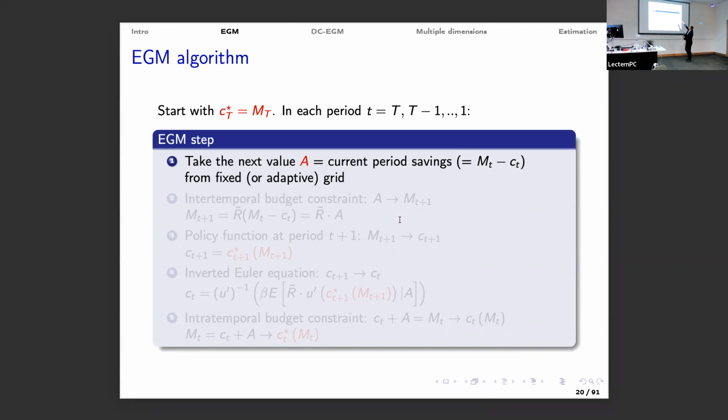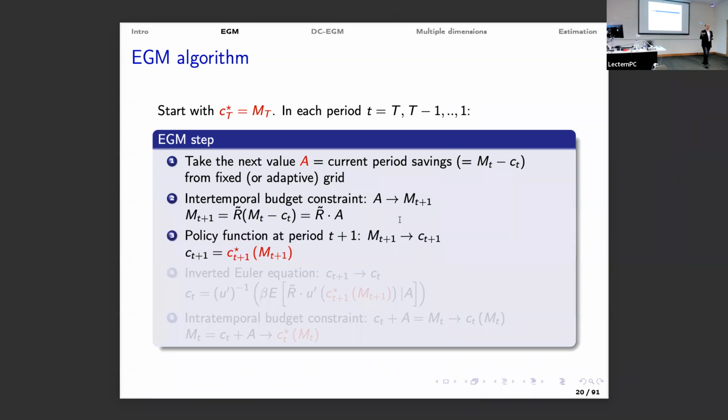And we know that that's actually the difference between what we had in the beginning and what we've consumed in the current period. Well, knowing A, and given the structure of the intertemporal budget constraints, I can actually compute how much money I will have next time period, right? Because this is just going to grow with the interest rate, potentially stochastic. And that means that if I already have the optimal consumption function, the policy function for the next time period, I can compute the optimal level of consumption in the period T+1.